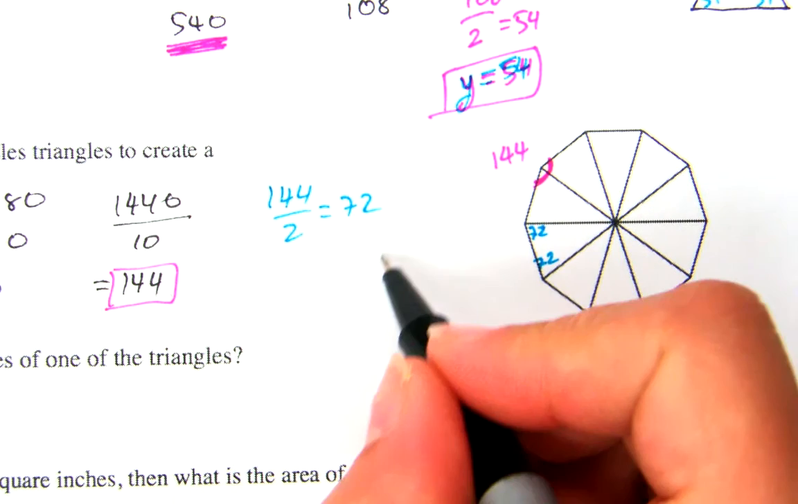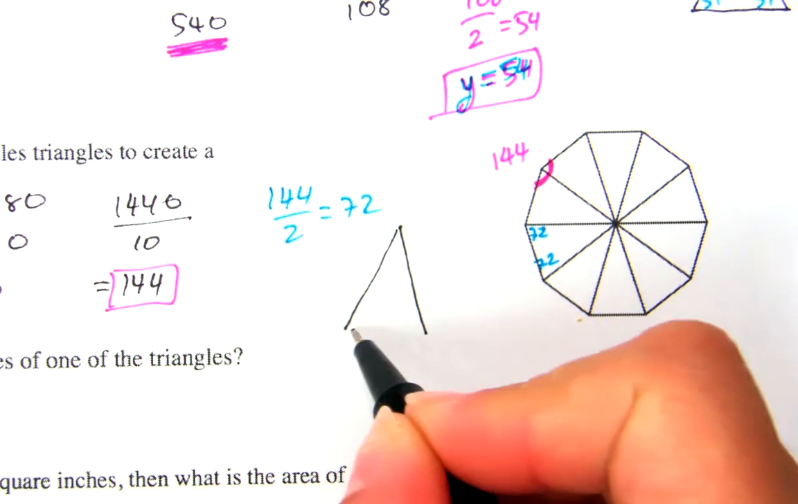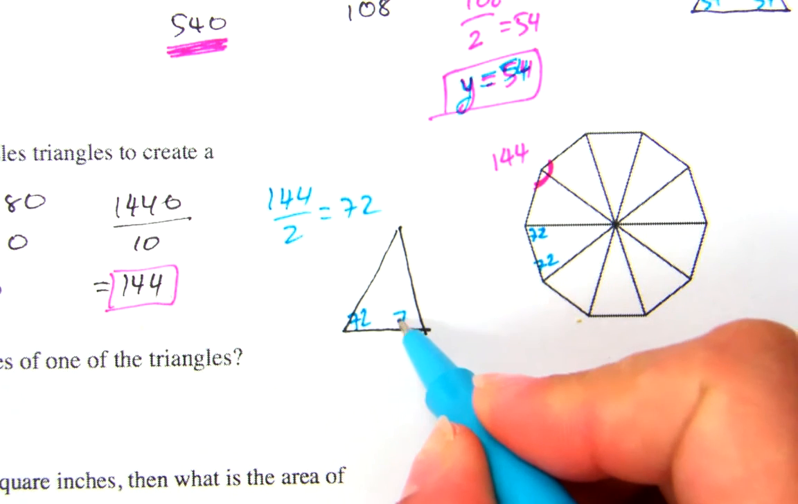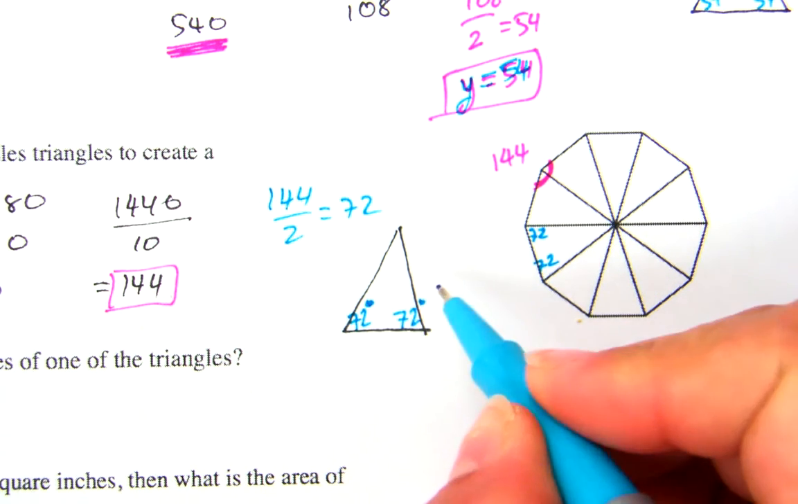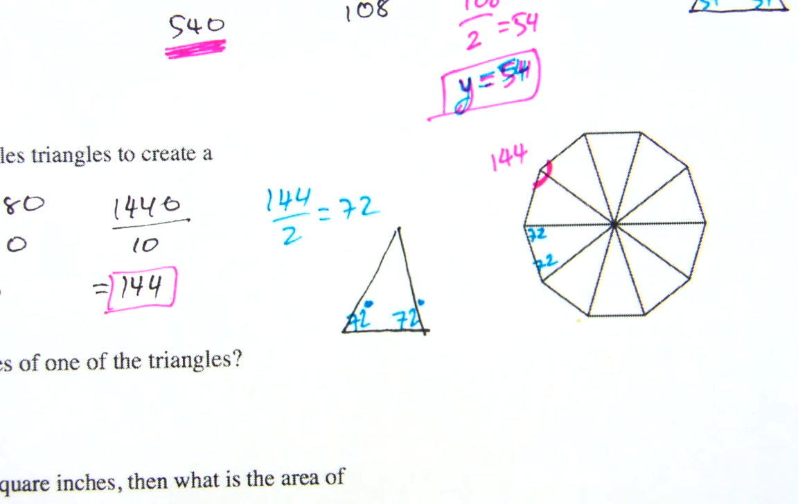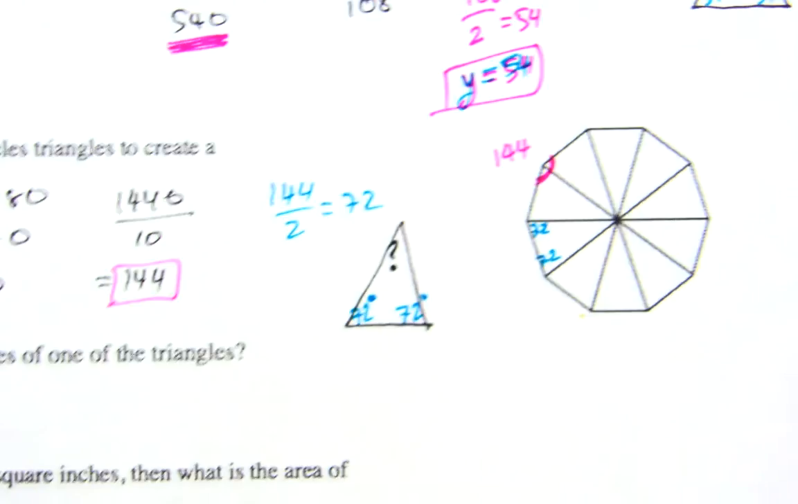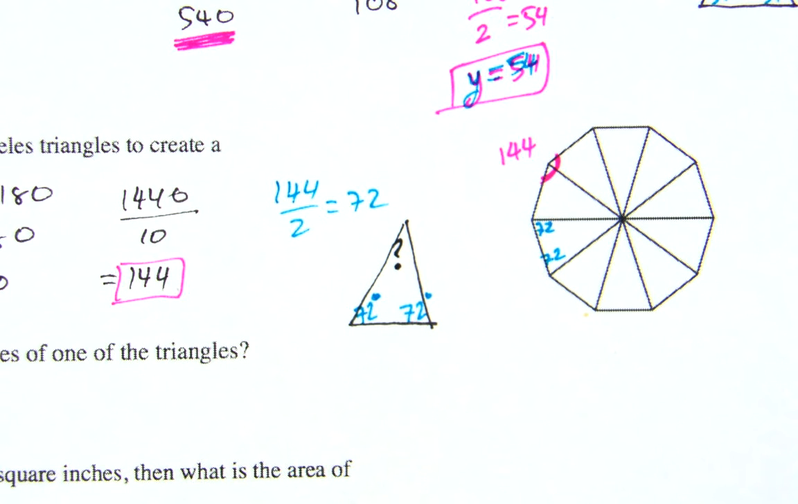So here's one of the little triangles in there, and this would make it 72, this would make it 72. And the question is, what is the last one? That's what it wants to know. So it's basically doing the same thing that you did for number 26. Now, it says each of the triangles is 14.5 square inches. What is the area of the regular decagon?